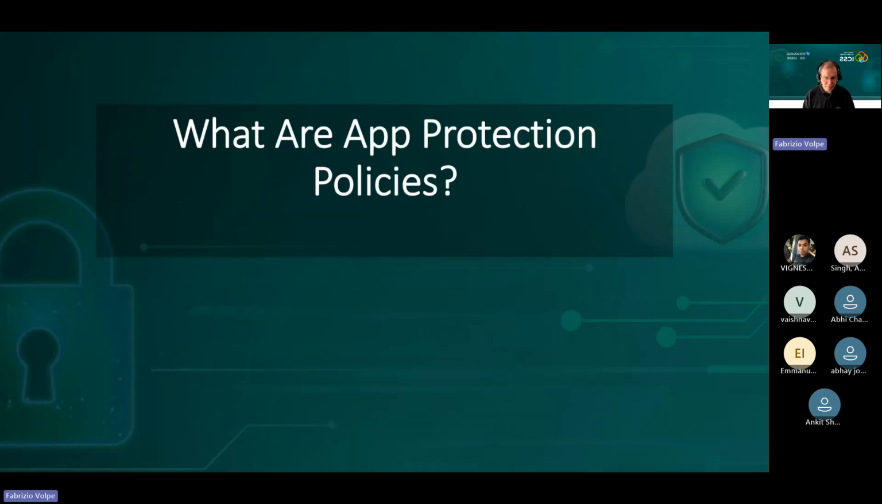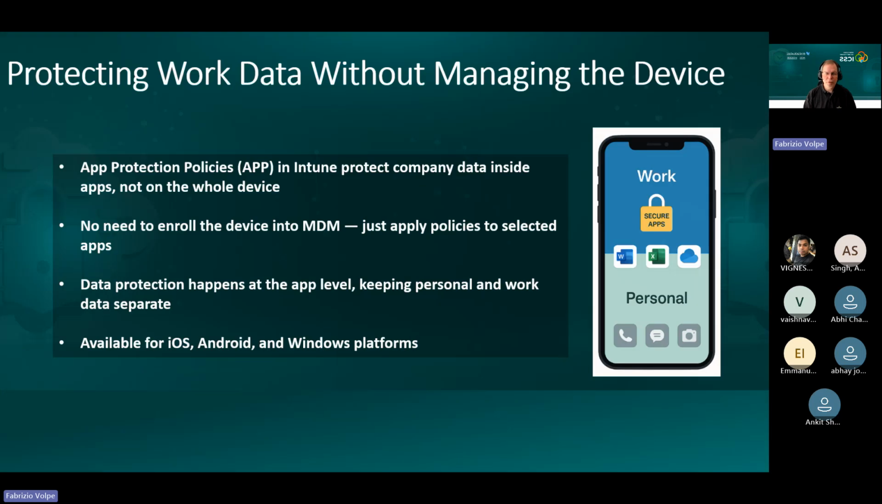Okay, now, what are app protection policies? We talked about MAM, but we still have to clarify what these APP are. An app protection policy in Intune is meant to protect the company data, the company information, inside the single apps. As you can see, you have your personal space, and then there is a small bit of it that is just work. The device is not enrolled, so the device receives the policies and applies the policies, and that's it. The data protection is applied only on the work stuff, so your personal data is not affected by whatever policy I create.